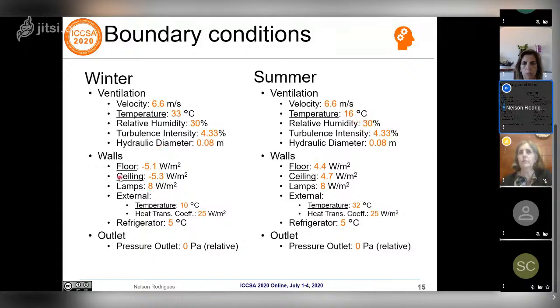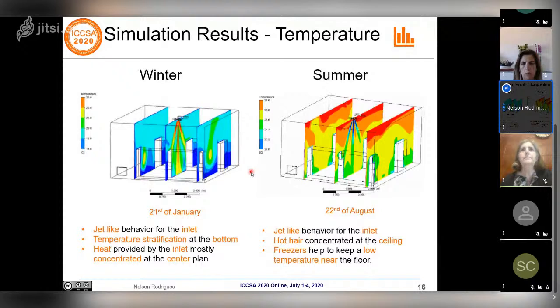In terms of walls, in winter, we have the cooling provided by the walls, because they are cold from the outside, and at summer we have the opposite, where the walls are hot and they tend to heat the internal environment. In terms of results for winter, as we expect, we have generally a colder environment with lower temperatures. The majority of temperatures in these regions are within 19 and 20 degrees Celsius.